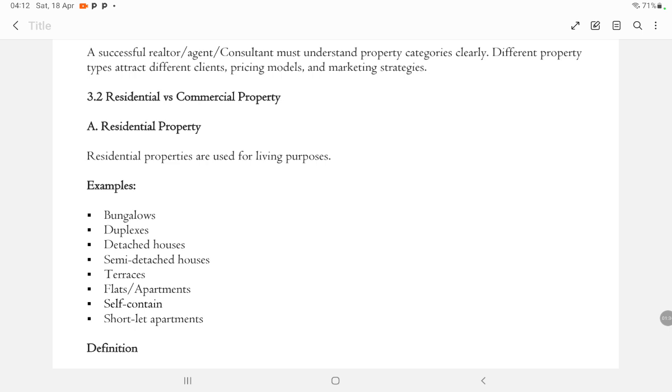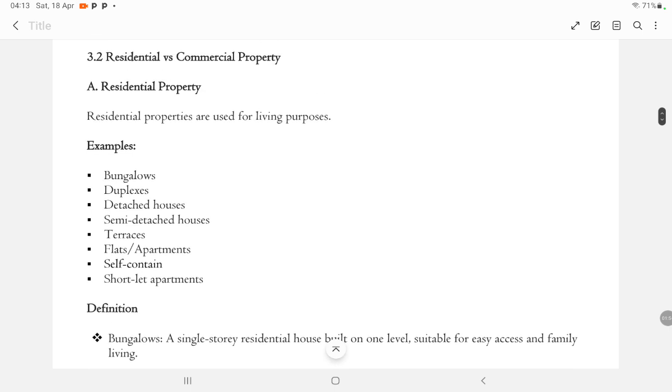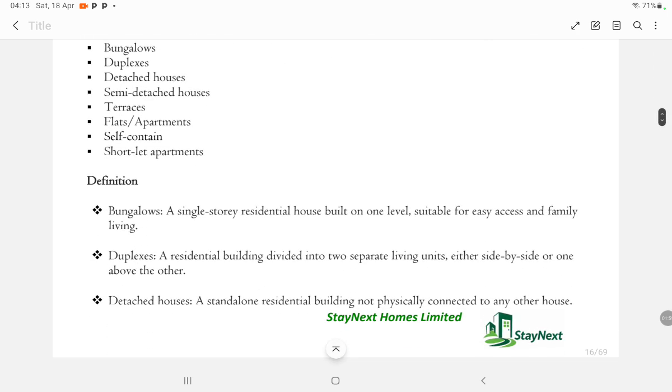A bungalow is a building that is not a storey building. It can be a three-bedroom bungalow, standing alone. Duplexes, you can see a duplex is more of a tall building, sharing walls. One thing you should also understand is that a bungalow is a single storey, a residential house built on one level of land, with easy access, for family living. To make it easier for you to understand, go to YouTube and type in bungalow, because when you have a picture of something you get more understanding of it.